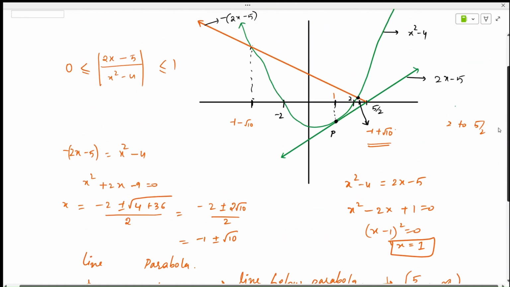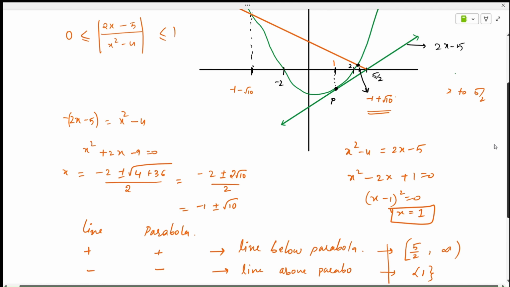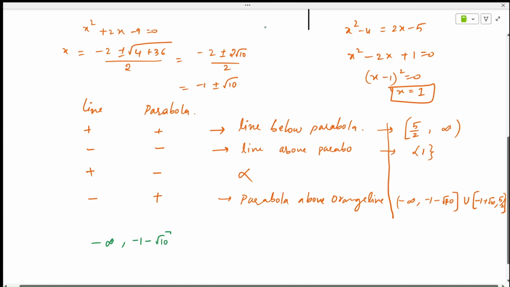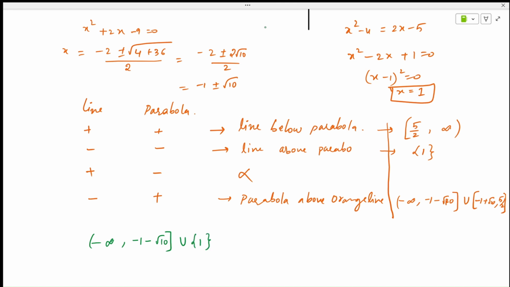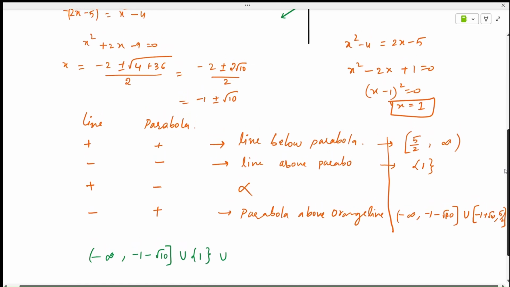Can we take 5 by 2? Yes, we can take 5 by 2. What about minus 1 plus root 10? Yes, we can also take that. So if we write this properly, we'll get minus infinity to minus 1 minus root 10, and then union, what is the next best value? It is 1. So singleton 1. Then we'll take, wait, if line is negative and parabola is positive, parabola above orange line, right?